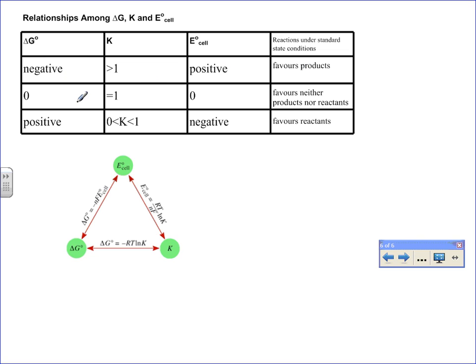When Gibbs free energy is equal to 0 or E cell is equal to 0, that's pure equilibrium, where neither the products nor the reactants are favored. When Gibbs free energy is positive or E cell is negative, you know that the reactants are favored, or that it's not a spontaneous reaction, so that's going to have a small K value. And then this gives you the relationships: Gibbs free energy and E cell, Gibbs free energy and K, and E cell and K. So you can move between all three of those variables.